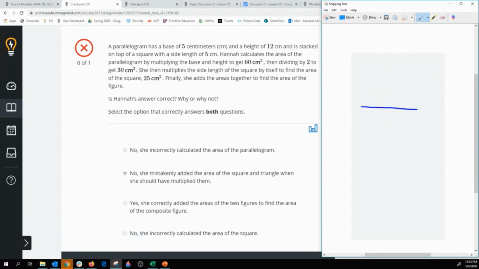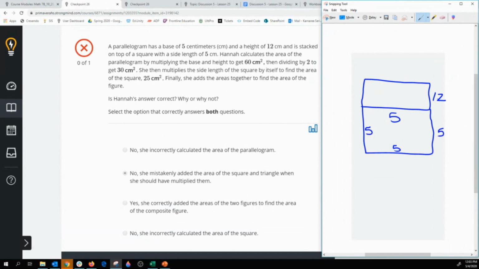So let's draw this. So base of 5 and height of 12. My picture doesn't look exactly right, but it's okay. And it's stacked on top of a square with a side length of 5. So that means we have the square underneath it. And since it's a square, all the sides are 5.